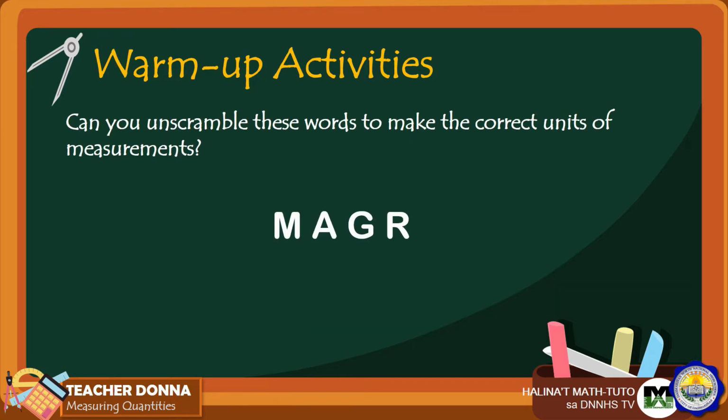So let us have first the warm-up activities. Can you unscramble these words to make the correct units of measurements? We have M, A, G, R. What word can we form from here? Okay, yes. So the word formed is gram. How about the second word? We have E, P, M, E, and R. What word can we form from here? Okay, very good. So we have formed the word meter.